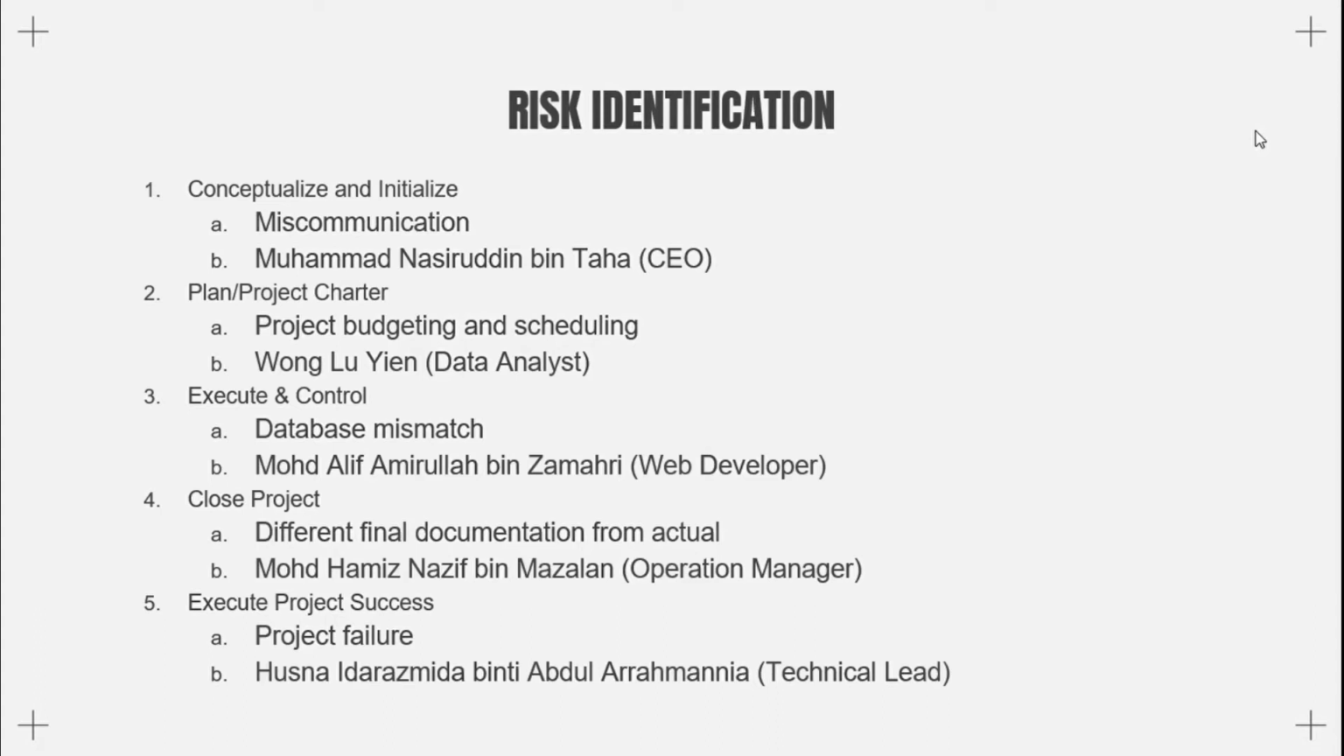The last phase is evaluate project success, which is handled by our technical lead, Husna Idars Mida binti Abdul Rahmania. The most obvious risk in this phase is when the project fails. There are only two possibilities, which are success and failure. The risk is the failure.